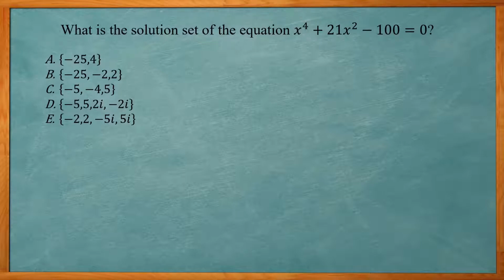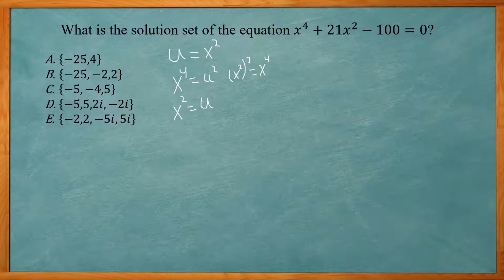So first I'm going to set u equal to x squared. Okay, so I'm going to define u as x squared. So I'm going to rewrite my equation using u. So x to the fourth is going to be u squared, because if u is x squared, and I square the x squared, that's going to be x to the fourth. X to the second is just going to be u, because u is defined as x squared.